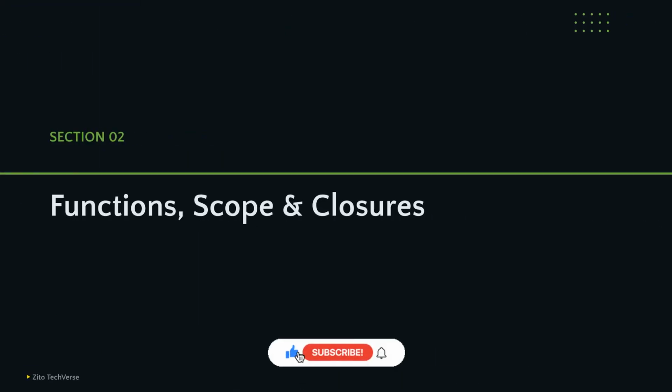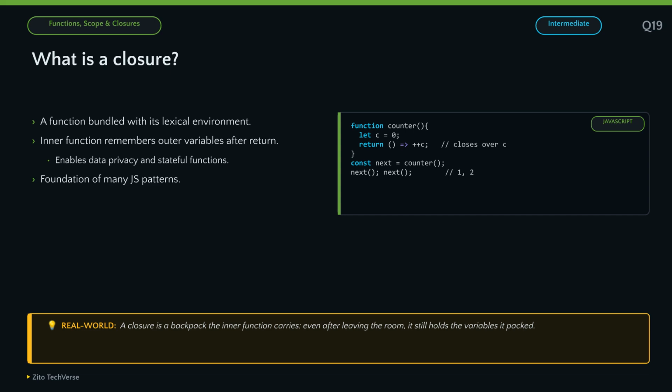Section 2. Functions, Scope, and Closures. Question 19. What is a closure? A closure is a function bundled together with its lexical environment. This allows an inner function to remember and access variables from its outer scope, even after the outer function has finished executing. It is essential for data privacy and stateful functions.